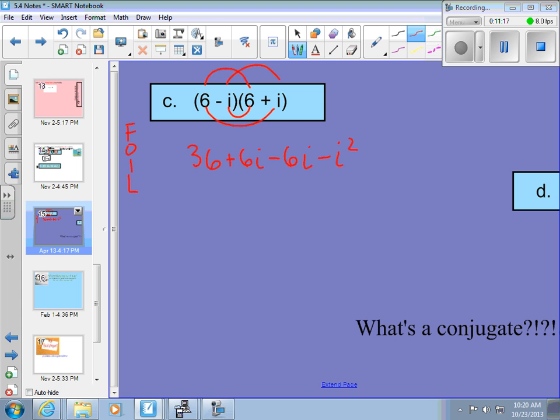Well, these middle terms are going to cancel each other out, aren't they? Because one's positive, one's negative. So we get 36 minus i squared. Remember, anytime i has a power, we should be able to simplify it down. Well, i squared is the same as negative 1. So doing some more simplifying, 36 minus negative 1 would be 37. Multiplying these two complex numbers actually gives us a real answer of 37.